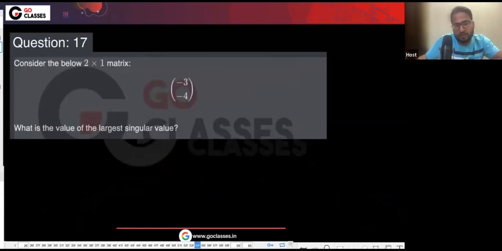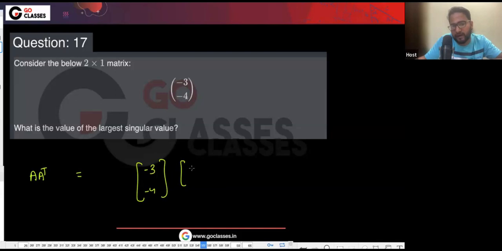Now let's see this question. What they are saying: what is the largest singular value of this particular matrix? This is a vector, but you can consider this as a matrix also. Which means you need to find the eigenvalues of A transpose A. Finding eigenvalues of A transpose would be a little hectic task, so instead let's find the eigenvalues of A transpose A, because the non-zero eigenvalues are the same.